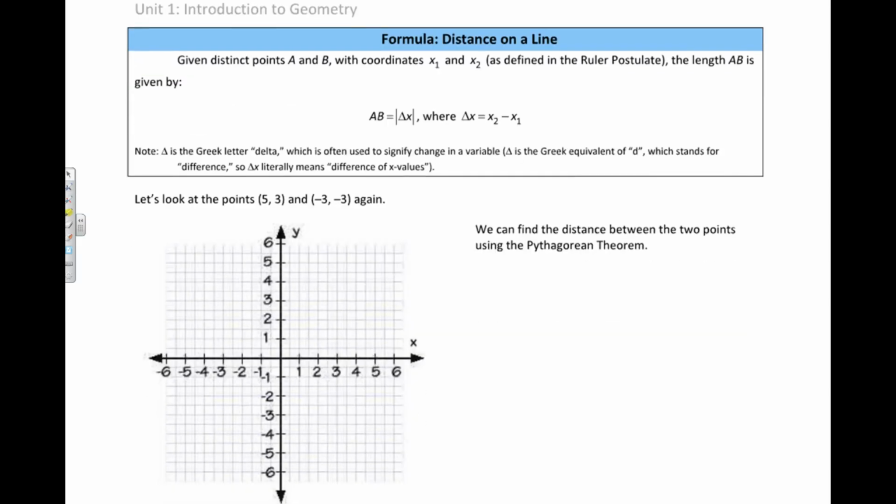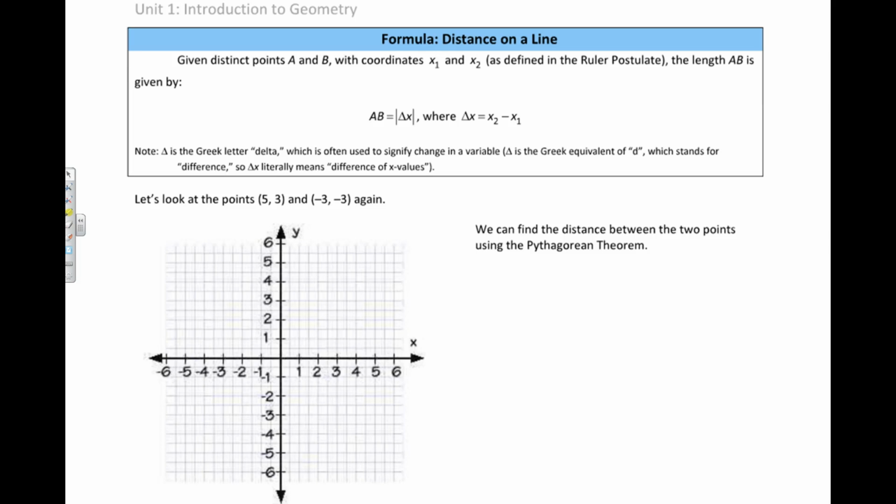Our second big concept today is going to be distance. And the distance between points A and B, which we discussed last time, if it's just on a number line, is the absolute value of their difference. And we sometimes denote difference with a triangle called delta. That's the Greek letter delta, which is to signify change in a variable. So you guys learned about delta when you learned about slope and you did change in y over change in x. So you've seen it before, but it might have been a while.